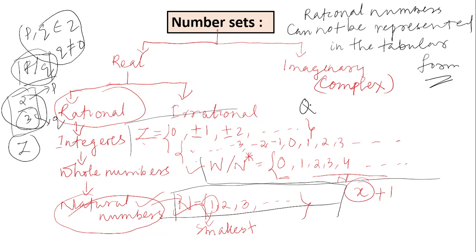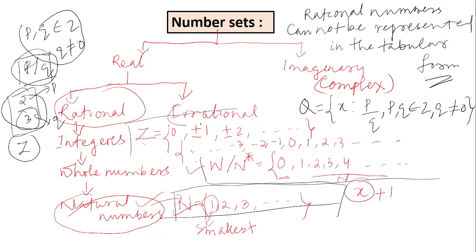Rational number sets are represented as capital Q. Q belongs to X such that X is p by q. That means X must be in the p by q form, where p, q belong to Z. That means both are integers, and q is not equal to 0. This is the set builder form of rational numbers.